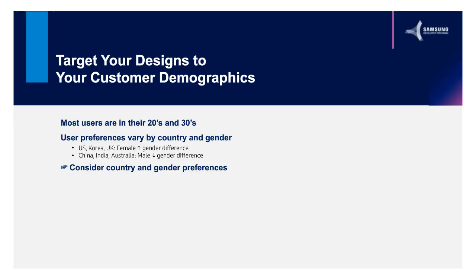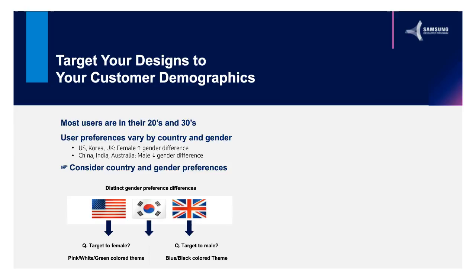So you may want to consider these design tastes. For example, if you were to target US, Japan, and the UK, for females the popular colors are pink, white, and green, and for males, blue and black colored themes.